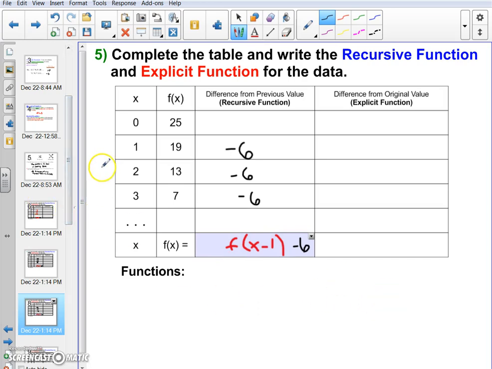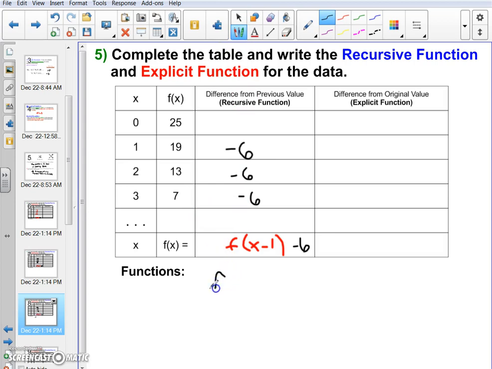Alright, so to recap before I start the explicit, find the difference between the term and the previous term. Write that down here, and then this pattern will always go with your f of x minus 1. I hope you guys remember that f of x minus 1 basically means the previous term. So for example, the previous term right here is 13. So if I plugged in f of 3, this becomes f of 2, which is 13. If I subtract 6 from that, I get 7.